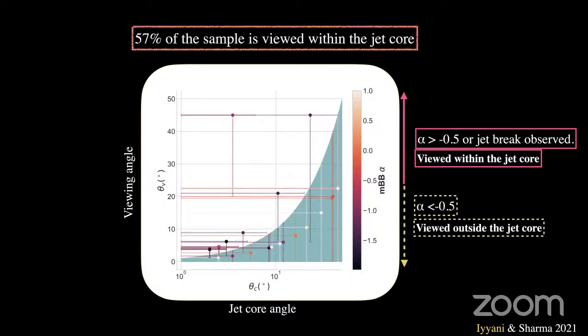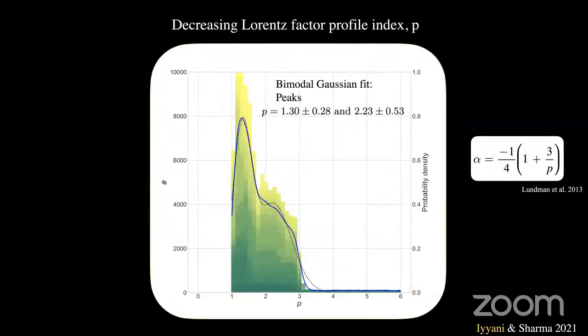So when we look at the sample, we understand that 57% of the sample that we have taken is viewed within the jet core. We also estimated the index of what this profile should be, and it showed a tentative bimodal Gaussian fit, with the p-value roughly between 1.3 and 2.23. And this correlation is also predicted in Lundman's model, where the alpha, the low energy power law index, and the profile index should be correlated.